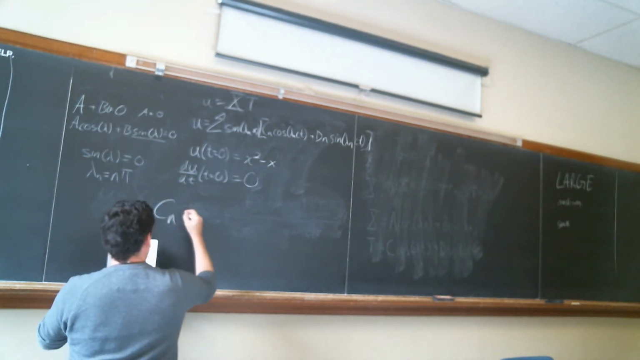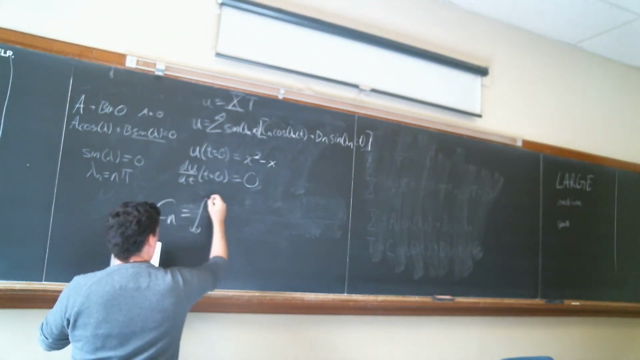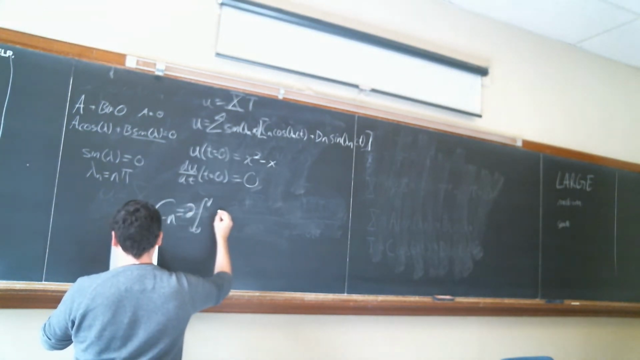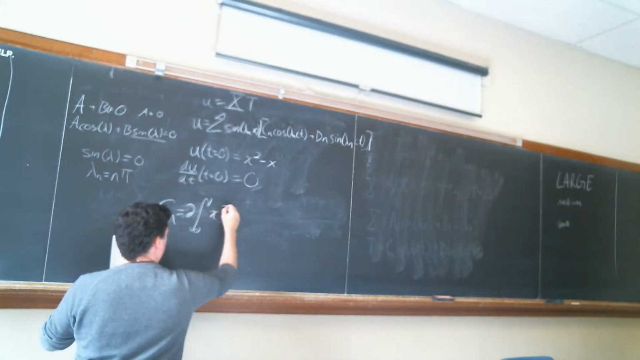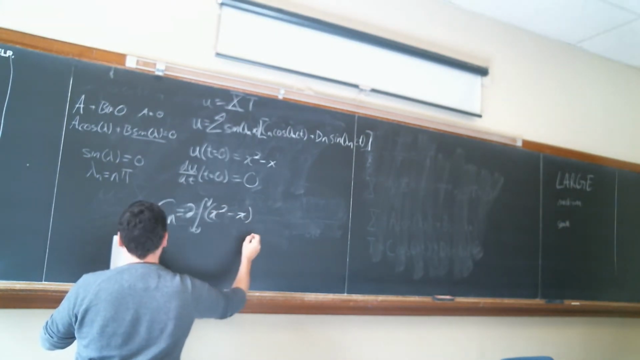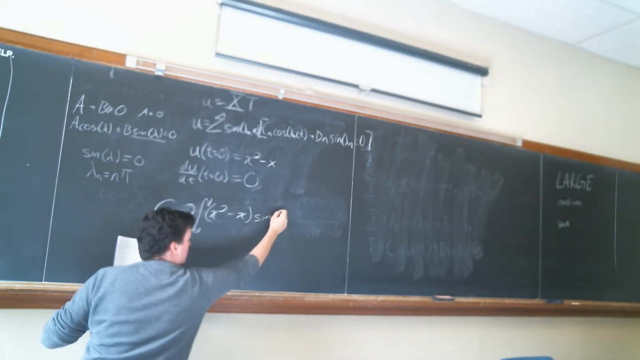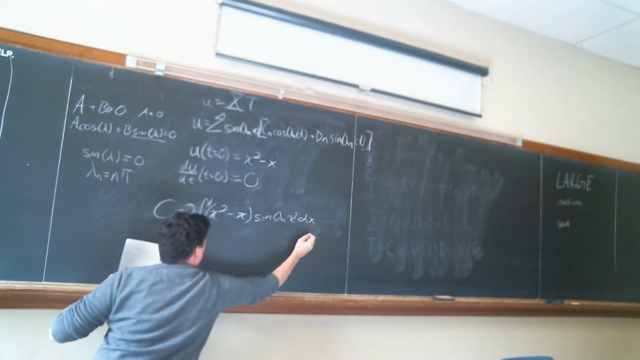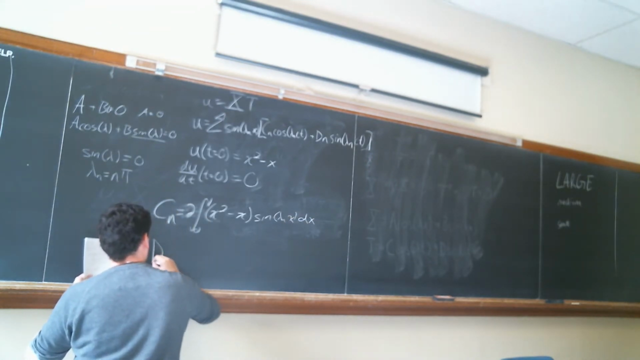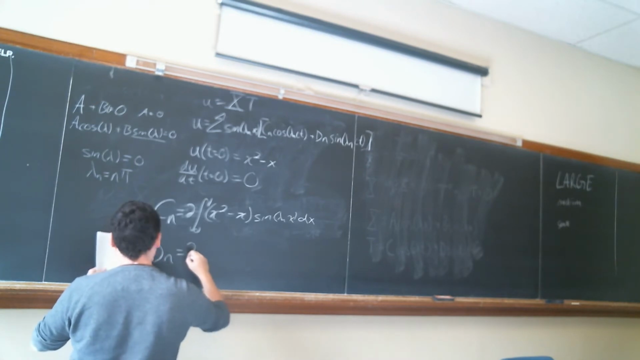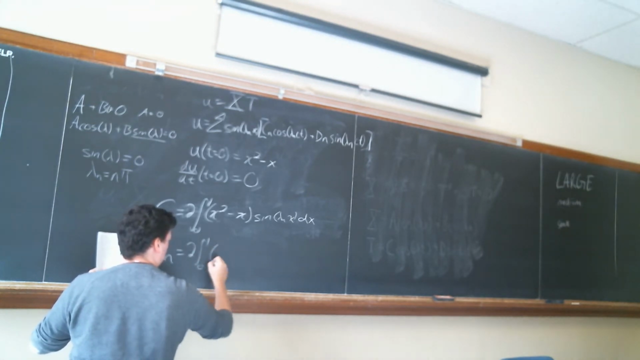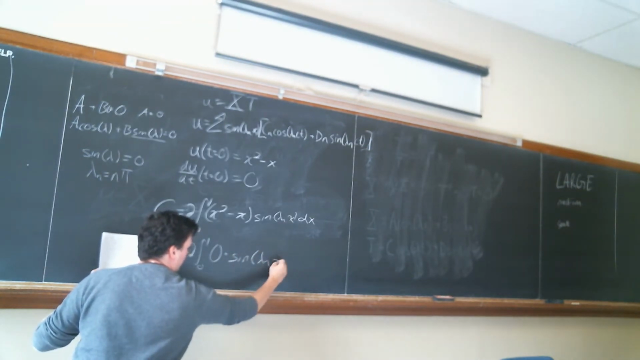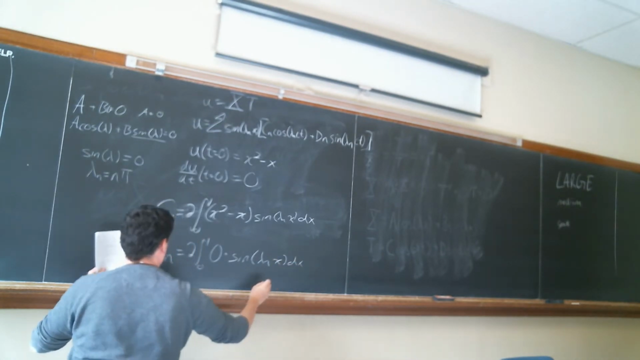So I get Cn is equal to the integral from 0 to 1 of 2 times x squared minus x times sine lambda n x dx. And dn is equal to 2 times the integral from 0 to 1, I'm sorry for the squeaky chalk, of sine of lambda n x dx. Right?